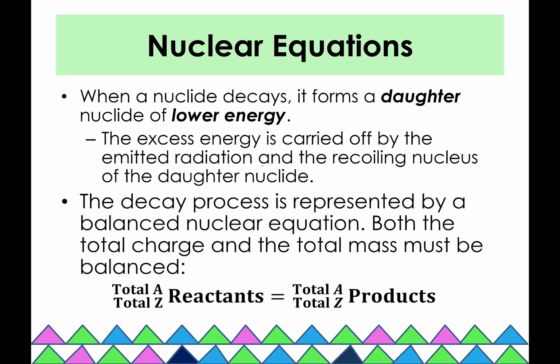The decay process is represented by a balanced chemical reaction. Total reactants is equal to total products. So the total mass number will stay the same on both sides, and the total charge will also stay constant. Z, if we're talking about a nuclide, represents the number of protons, but it also can represent charge for some of these different decay processes.